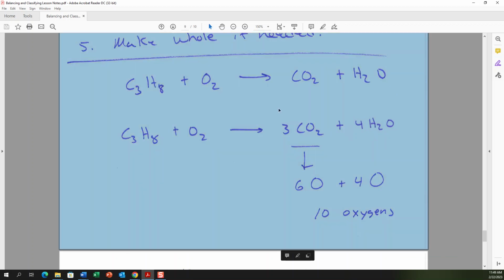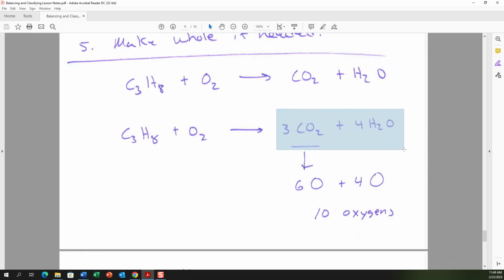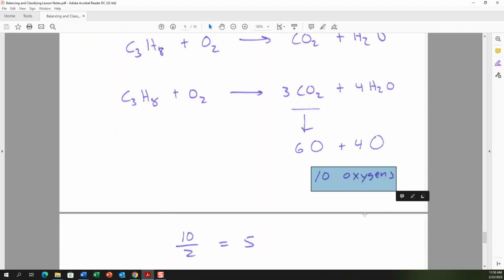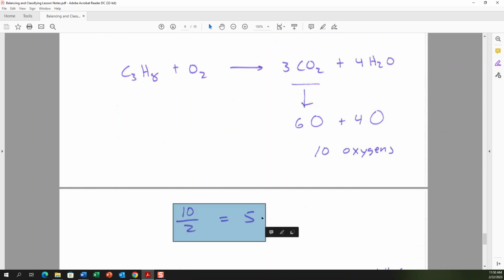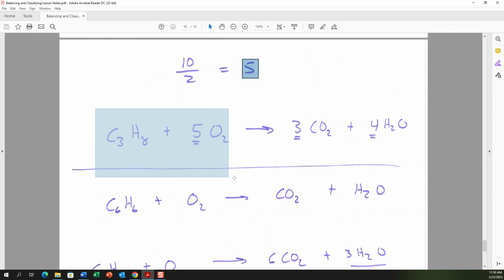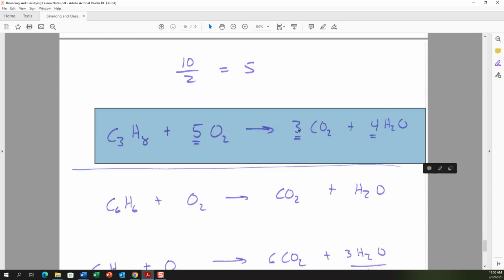Now I'm going to go to this side of the equation and add up all my oxygens. I got 2 places where I have oxygen. So I have 3 times 2, I have 6 O's here, and I have 4 times 1, I have 4 O's here. So that's a total of 10 oxygens on this side. So what we're going to do is divide that number by 2, that becomes 5, and that's going to be my subscript for the oxygen here. Because if I put a 5 there, 5 times 2, I got 10 O's on this side, 10 O's on that side. So 1, 5, 3, 4, that would be my balanced equation.